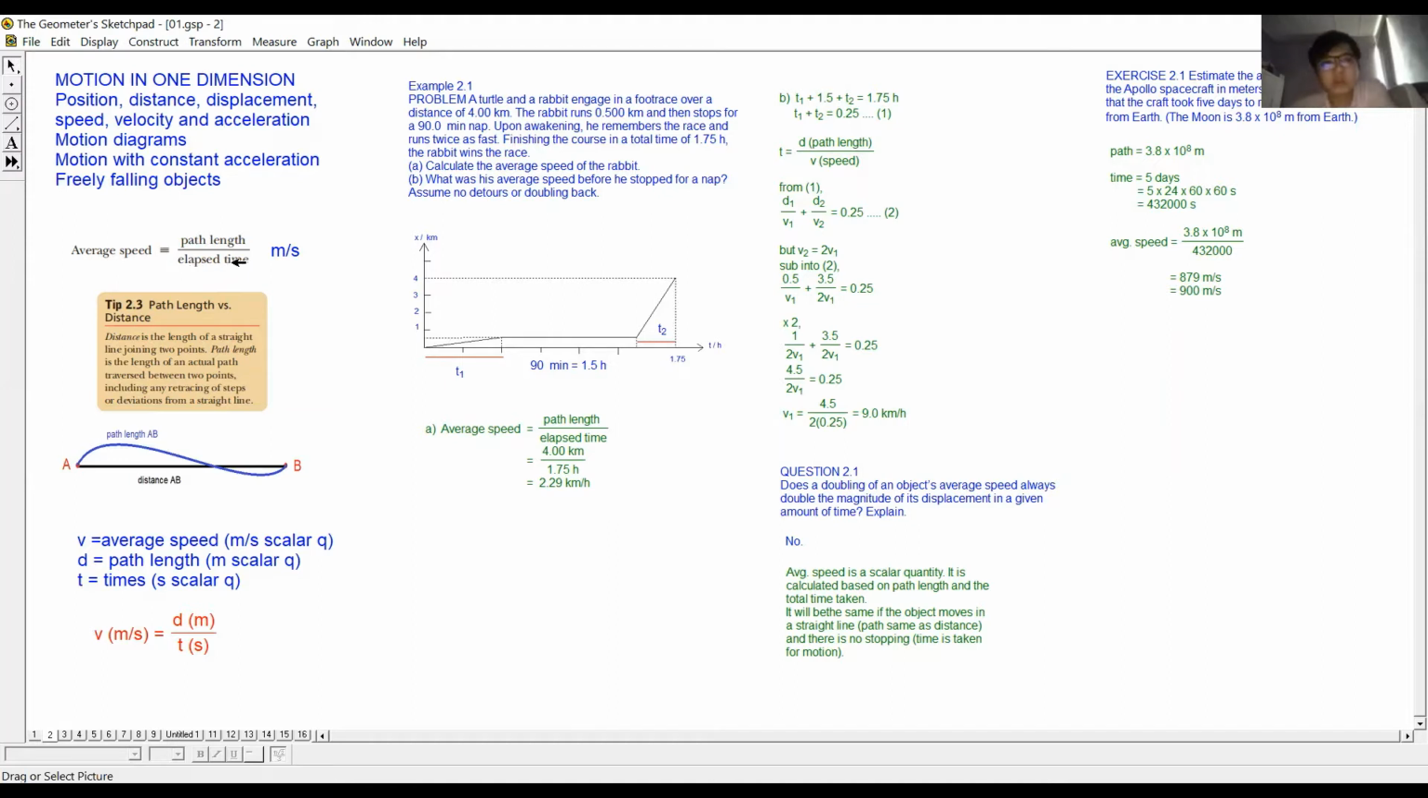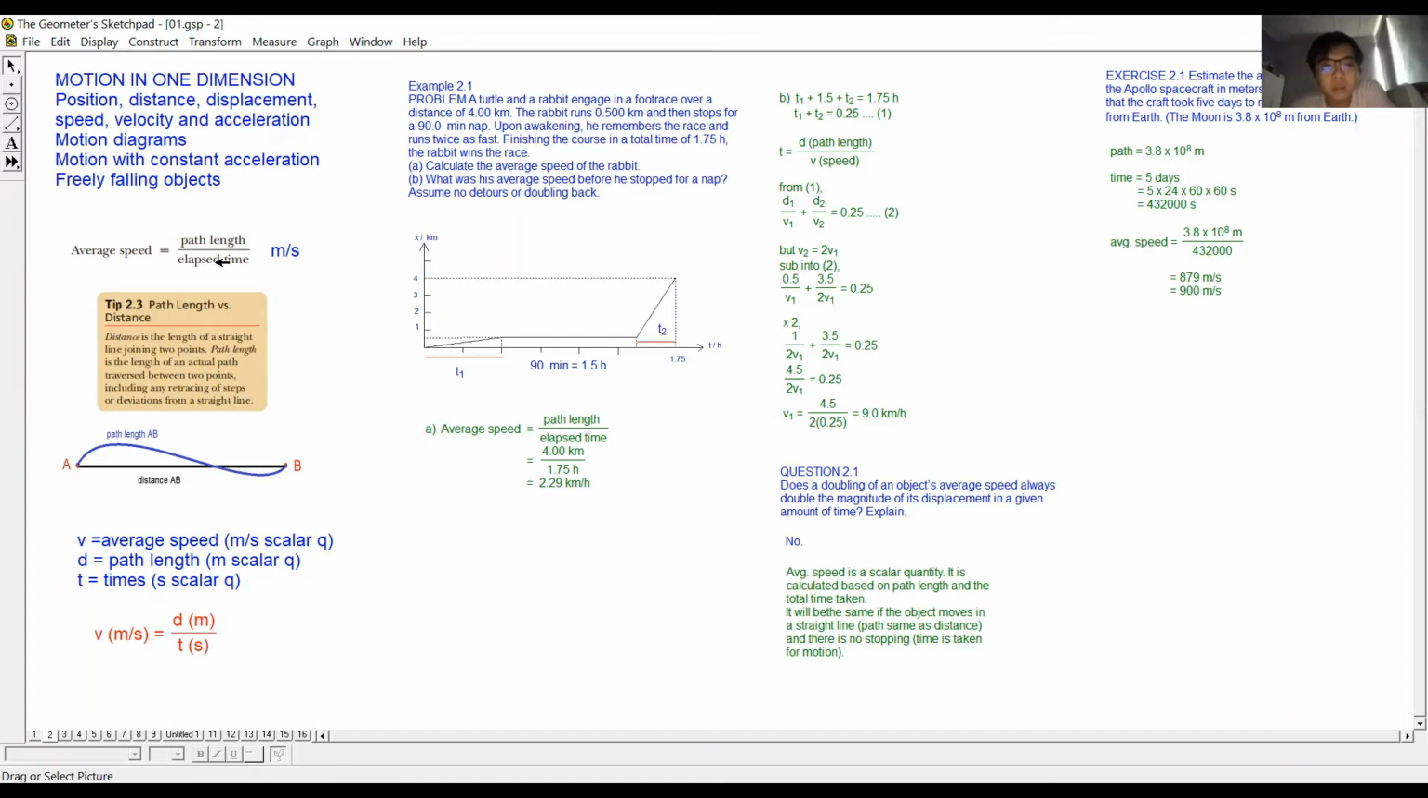Then elapsed time. Elapsed time is the time taken from A to B. Whether you go in a curve, a zigzag, or a crooked line, we don't care. From the start at A until the end at B, what is that time? That is the time elapsed.